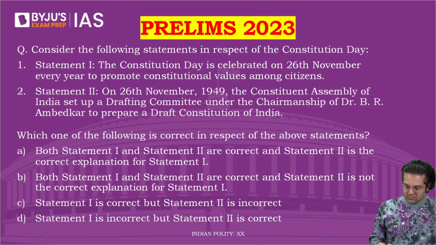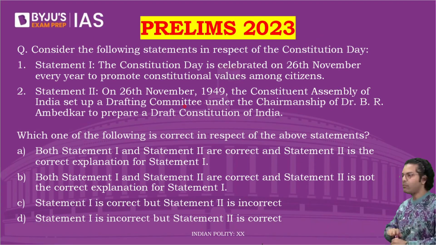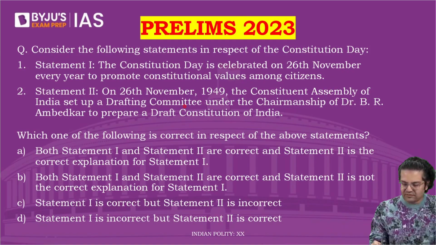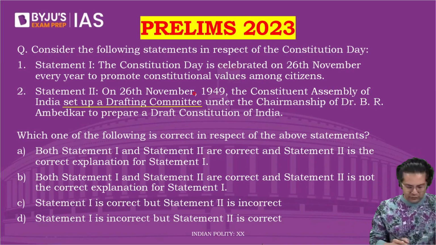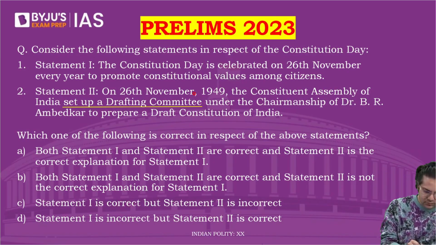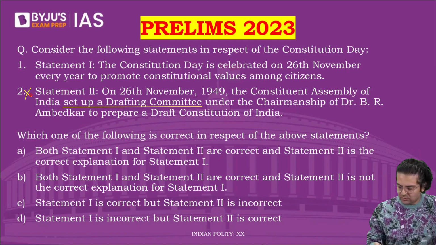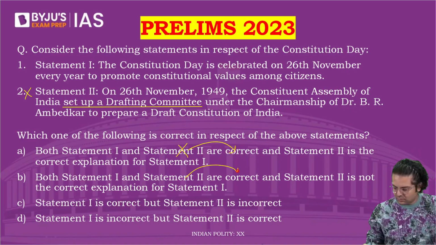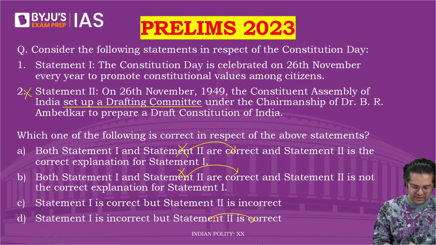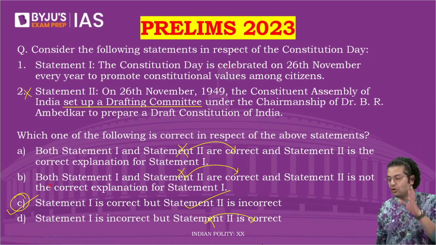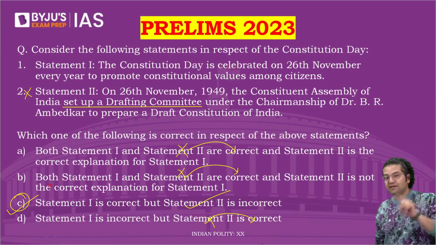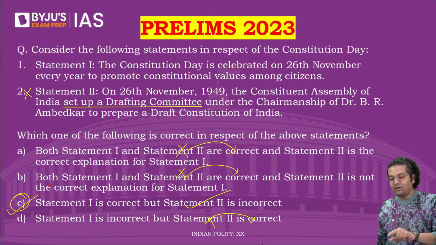Solve this question. Came in prelims. Was the drafting committee set up on this date? This was a date on which the constitution was finally framed. So 2 is wrong. Wrong. Wrong. C is the right answer. Whenever you get these kinds of assertion and reason questions, you must have observed, it is always the case that one statement is wrong. So try to find the wrong one out and eliminate it. Are we clear?